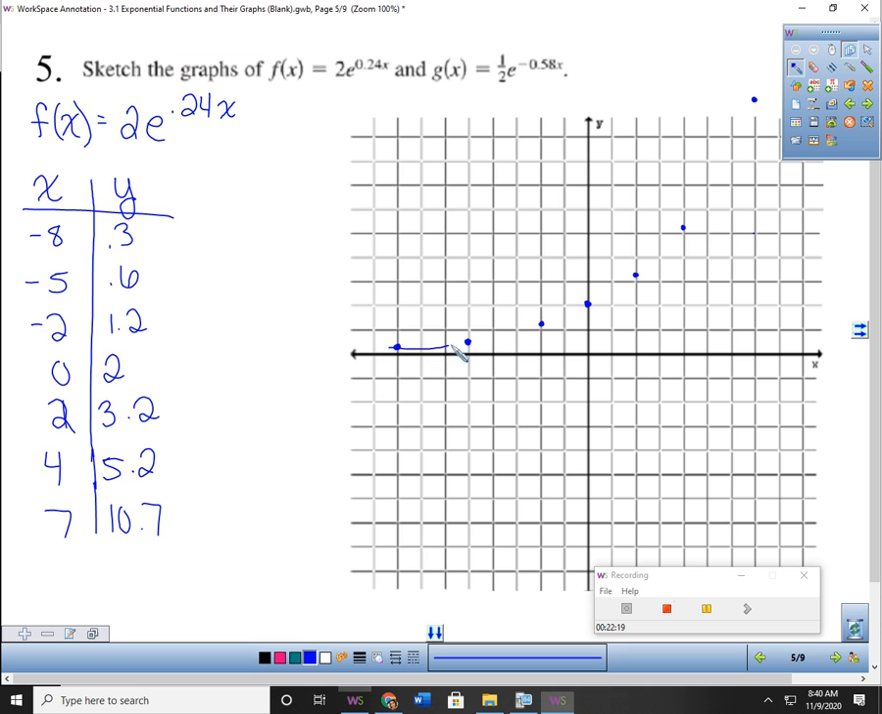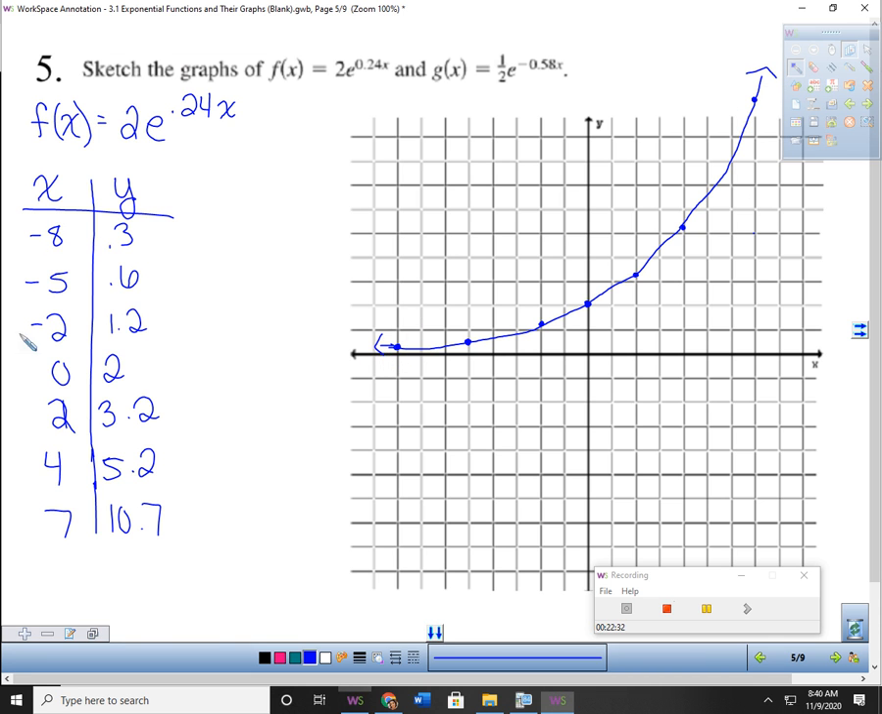See if I can make this look decent. And then make sure you put your arrows on each end.